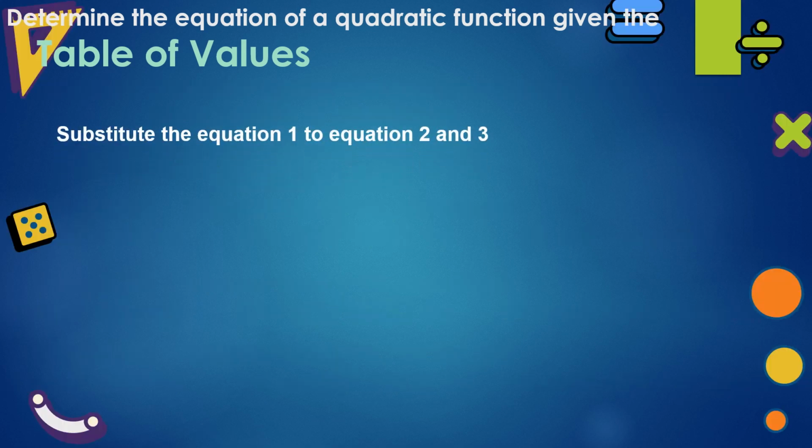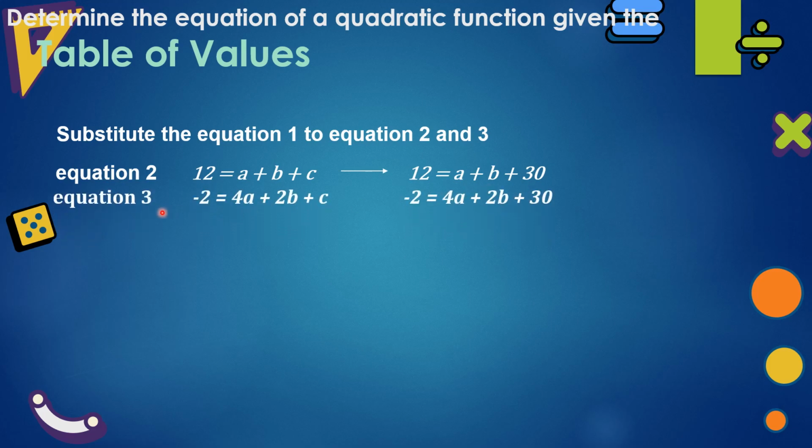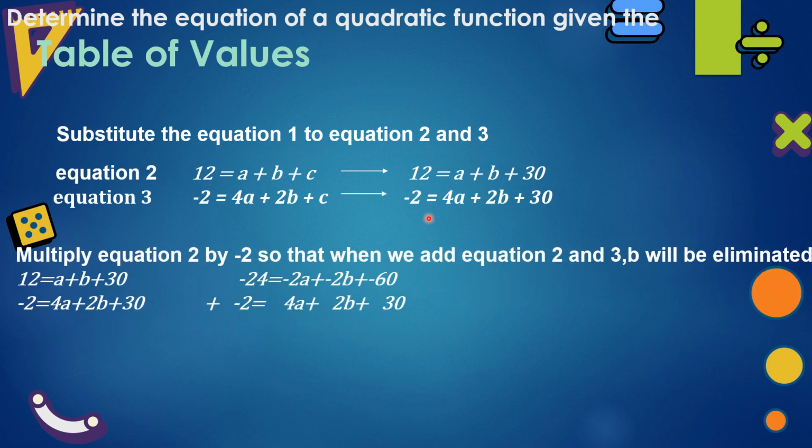Substitute equation 1 to equations 2 and 3 since equation 1 is the simplest. Equation 1 is c is equal to 30. So equation 2 will be 12 is equal to a plus b plus 30. Equation 3 will be negative 2 is equal to 4a plus 2b plus 30. Multiply equation 2 by negative 2 so that when we add equations 2 and 3, b will be eliminated.